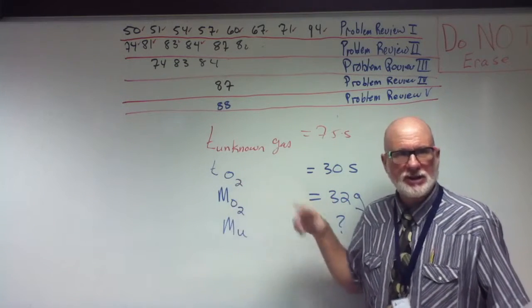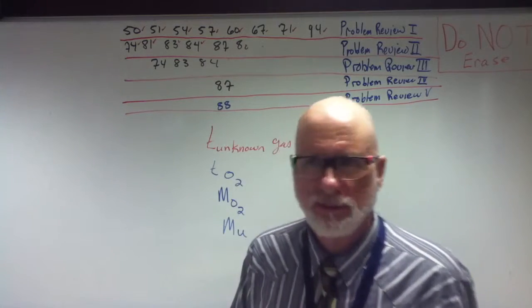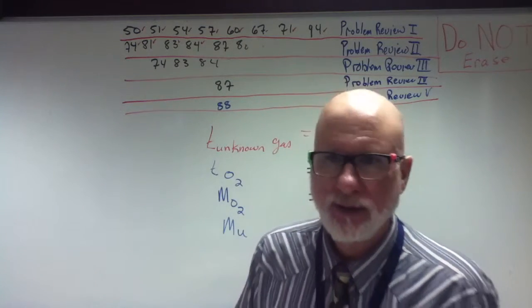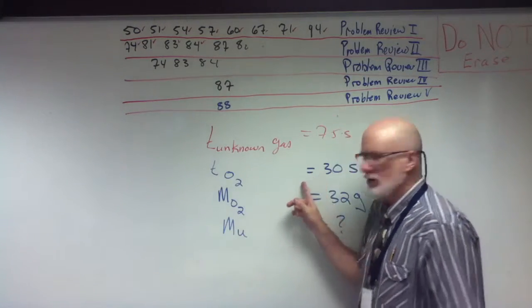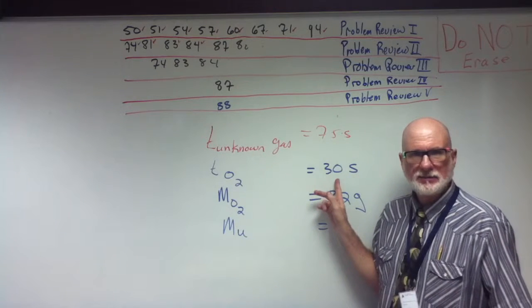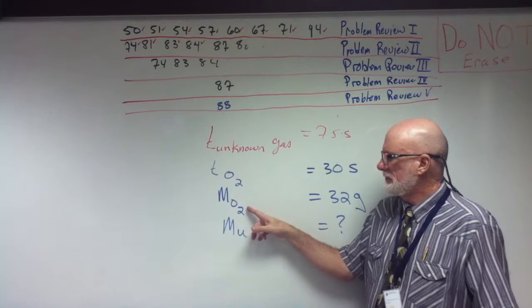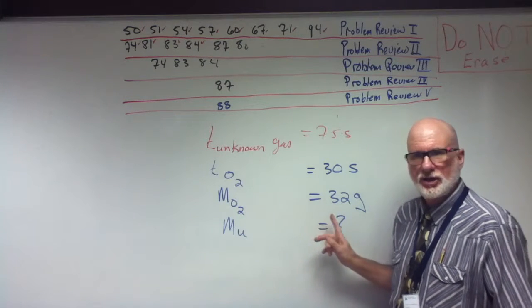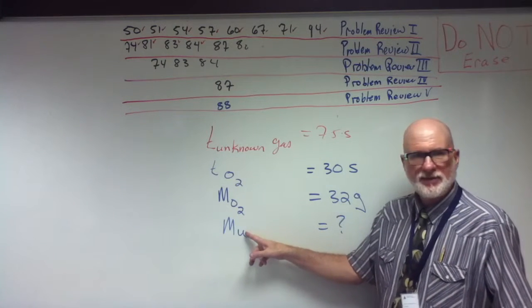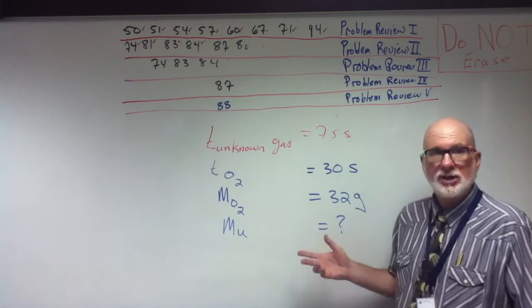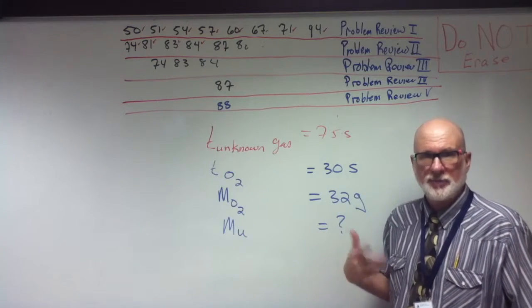Compare it to oxygen, the same amount of oxygen diffuses in 30 seconds, correct? The molar mass of oxygen is 32. The molar mass of the unknown gas is in question. Clear? Do you understand the problem?